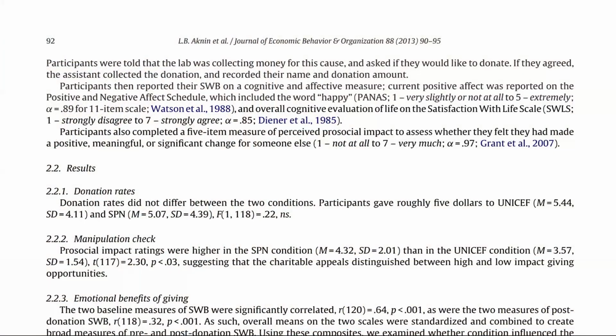So for that, they used two different measures. I'll read this directly from the study. Participants then reported, so this would be after vividly recalling that memory, their subjective well-being, SWB, on a cognitive and affective measure. Current positive affect was reported on the Positive and Negative Affect Schedule, which included the word happy. So this is the PANAS, and this is basically where you rate how you're feeling on a scale from 1, very slightly or not at all, to 5, extremely. So it might have a question such as, at this particular moment, how are you feeling?